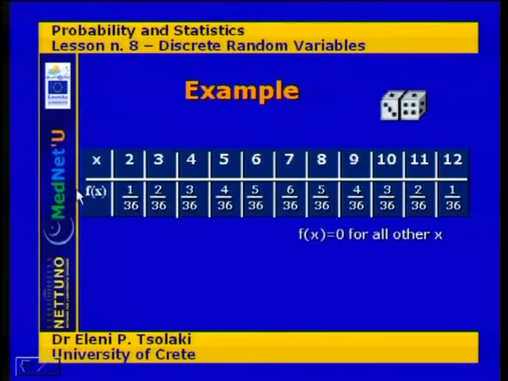Now we create this table in which we have entered the real numbers, the values that the random variable can take, because for any other value, the probability will be 0. We just say that f of x will be 0 for all other x. We cannot include everything in the table. For all other values, 2 up to 12, we calculate the probabilities.